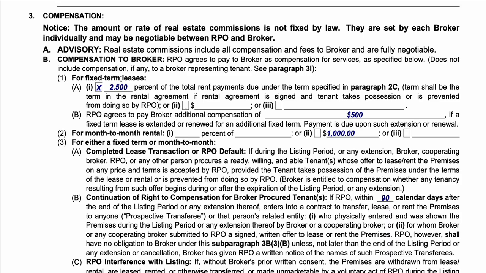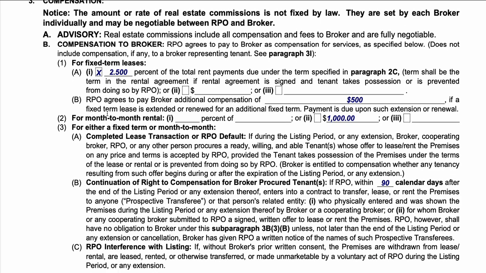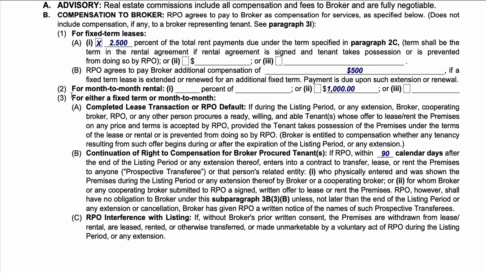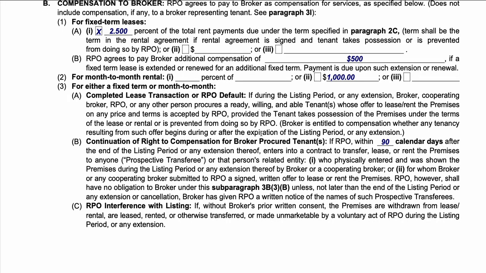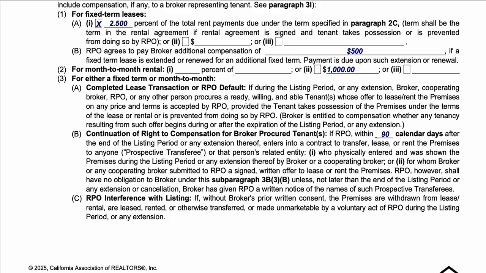Now, this is just for fixed term leases. There's also a month-to-month section. Fill out both just in case. You can put a percentage here or a flat fee. Just like you would here, percentage and flat fee, do the same here. Cover both bases. And then it goes on, and so read this if you want. I'm going to skip through for the sake of time.